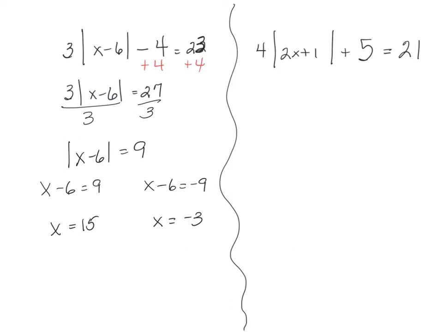Okay, so now we got to plug them in. So let's take 15. 15 minus 6, that's 9. Absolute value of 9 is 9 times 3 is 27 minus 4 is 23. So 15 works. Let's do -3. -3 minus 6 is -9. Absolute value of that is 9 times 3 is 27 minus 4 is 23. So then my -3 works. Try the next one.